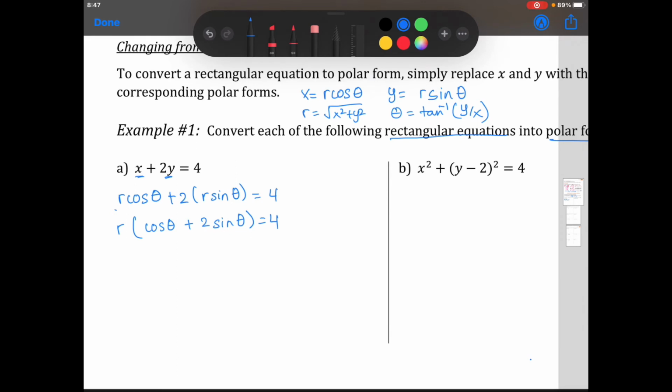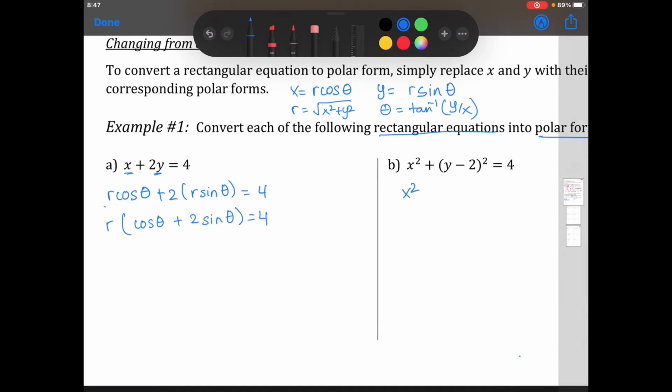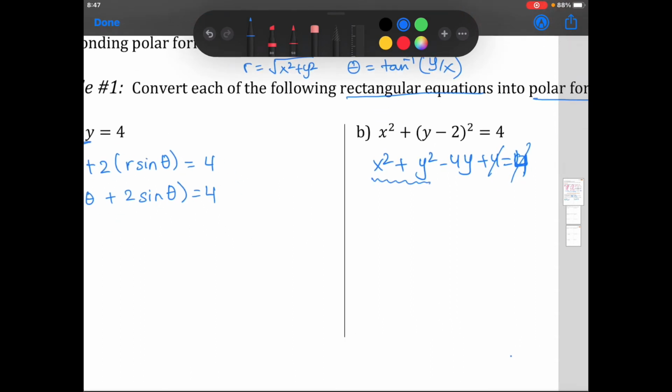Part B. First let's simplify this. This would be x squared plus y squared minus 4y plus 4 equals 4. Look at your 4s. They cancel out. If I move the 4 over, either way, it cancels out. Now do the substitutions. We know x squared plus y squared is r squared, and y is r sine theta, right? That's what we did. Equals 0. Factor out your r. What are you left with? r minus 4 sine theta equals 0. And that's your equation.